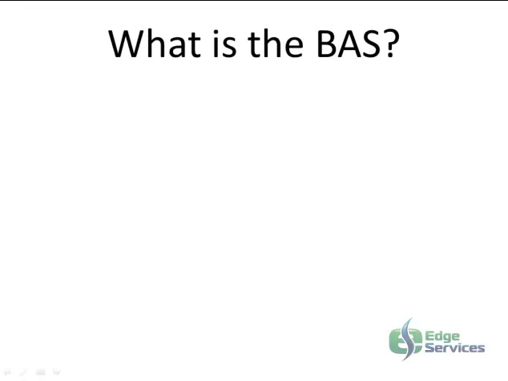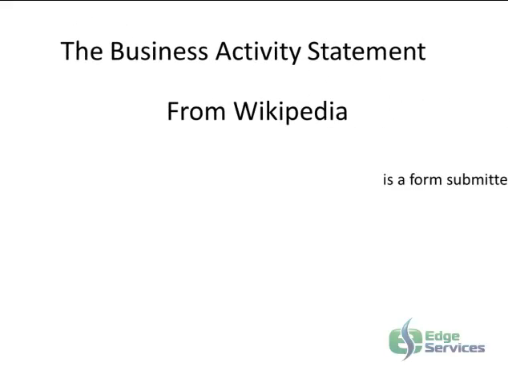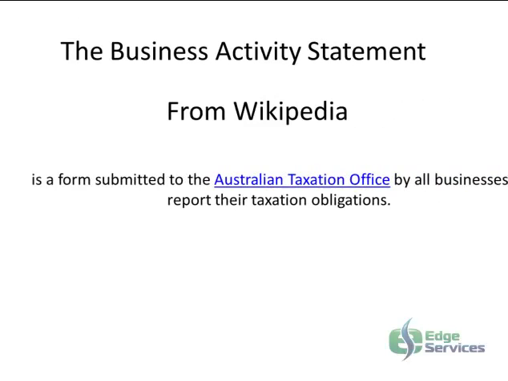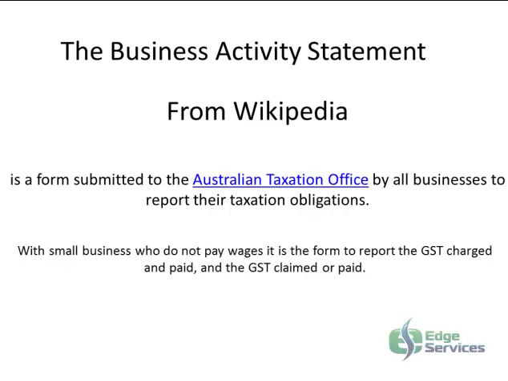What is the BAS? It's not a fish or Barry and Sally or beans and sauce. It stands for a business activity statement. From Wikipedia, it is a form submitted to the Australian Taxation Office by all businesses to report their taxation obligations. With small businesses who do not pay wages, it is the form to report the GST charged and paid, and the GST claimed and paid out.